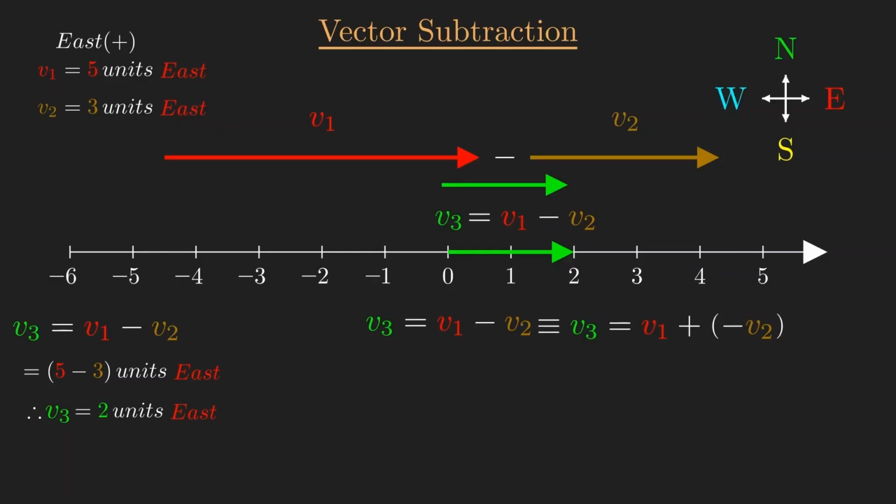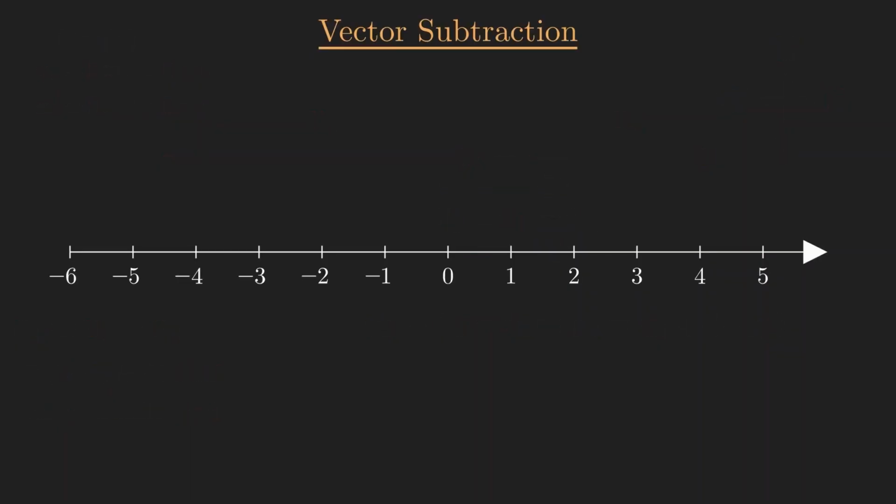Let us demonstrate what that means. So if I have v1, that is 5 units, then v1 minus v2 is the same as v1 plus the negative of v2. So that is my v2 there. And then that is my negative of v2 there. It starts from 0 to minus 3. Now, if I add these vectors, what do I get? I get a vector that is 2 units to the right. Right?